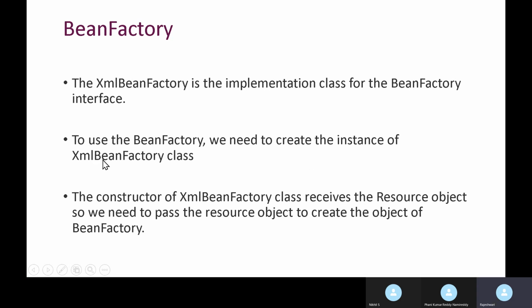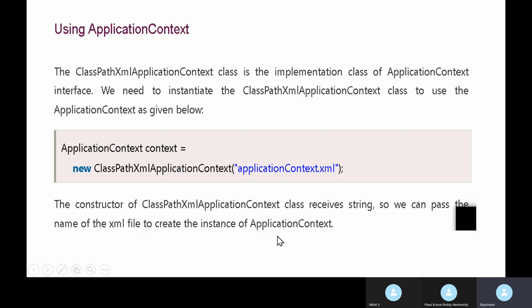We need to create the object of XML bean factory, but this is all not required. So using application context, how we wrote the code: application context is equal to, we can give any name of the XML file, and it will create the ready object and store it here. It is called inversion of control. The control from XML file has come to the Java code. That is the reason for inversion of control.